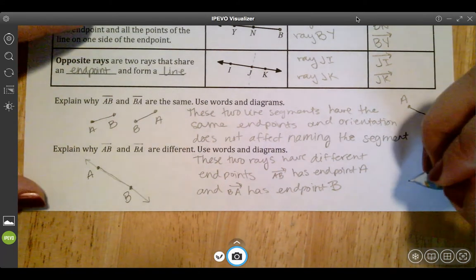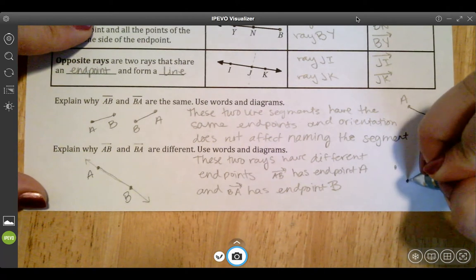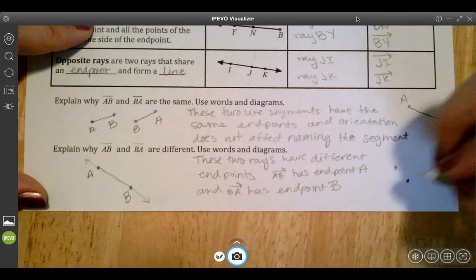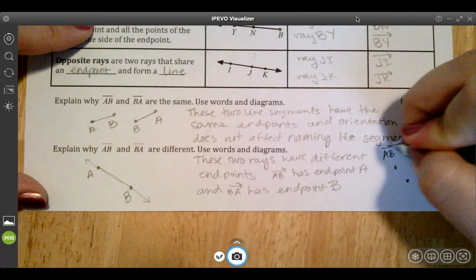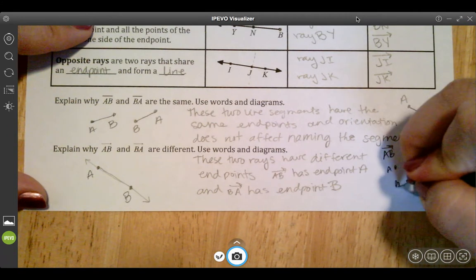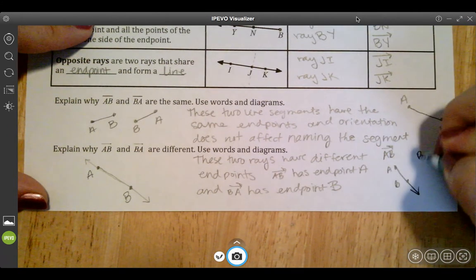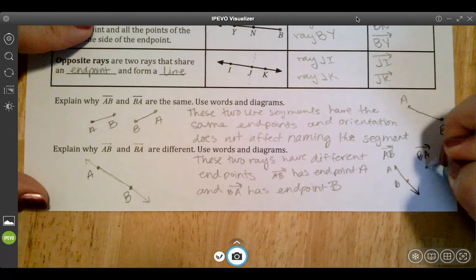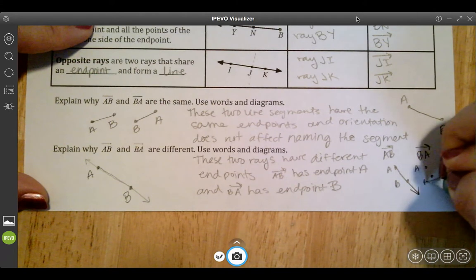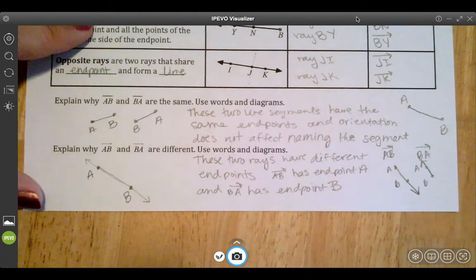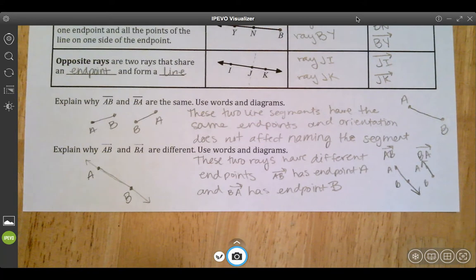Okay, and then just to draw it in a way that you can see the two different rays, this would be ray AB, and ray BA is facing a different direction with a different endpoint. So they are not the same ray.